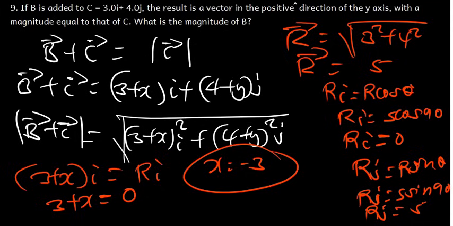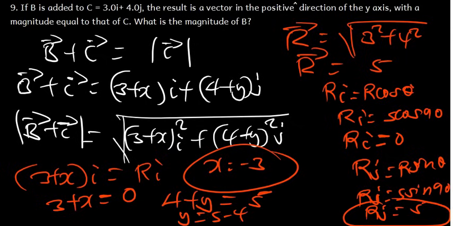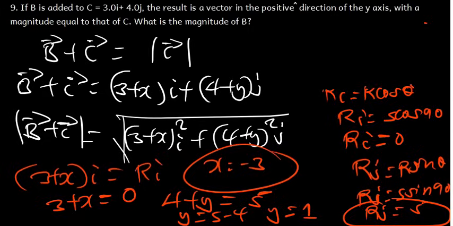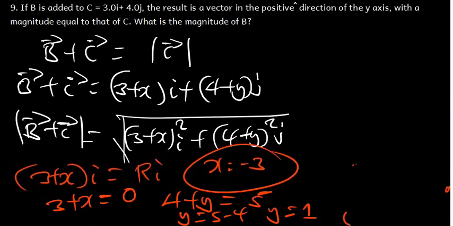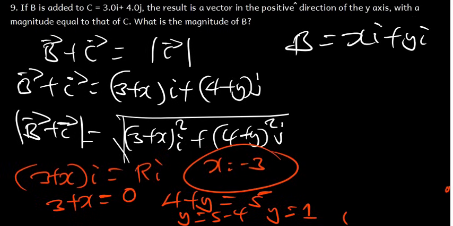To get the y, we compare again: 4 plus y will be equal to 5, meaning that y will be equal to 5 minus 4, so y will be equal to 1. Now, our B, we found that B was x i plus y j. So B is our x, which in this case is negative 3, i, plus our y, which is 1, j.